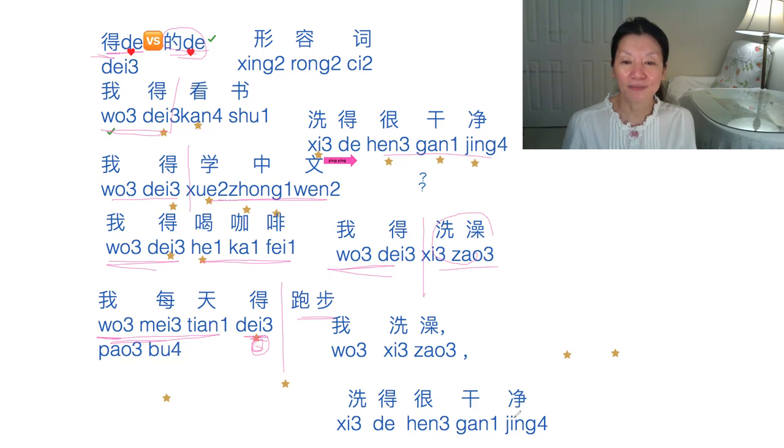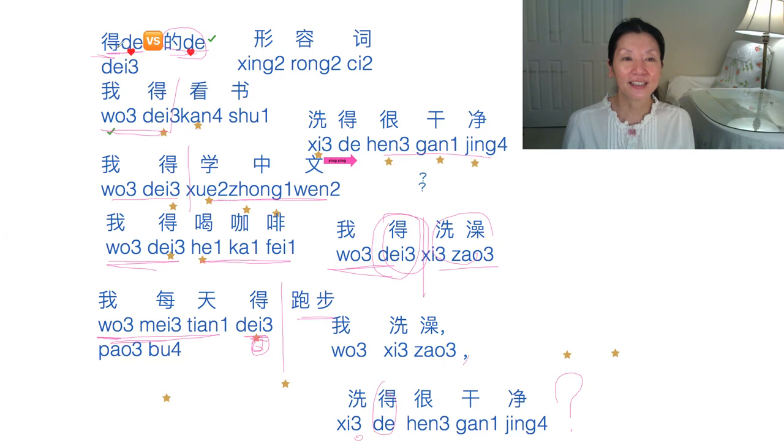When we pronounce the de before a verb, okay. Here, what de? You see here, de. What de must have to take a shower? Must have to take a shower, okay. Here, what do I say? 我洗澡, I take a shower, okay. 洗得很干净. Here, the verb is 洗. 洗得, after the verb, 洗得 how? The question is here. 洗得很干净. Okay, now we finish here.